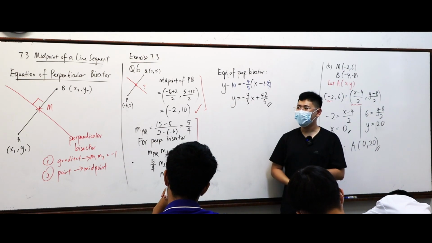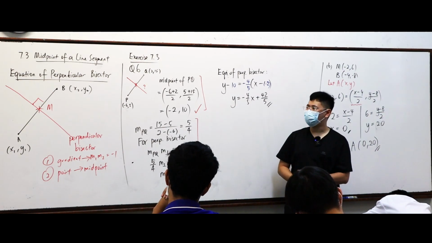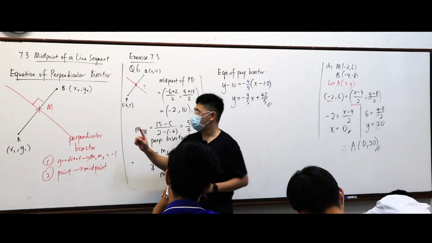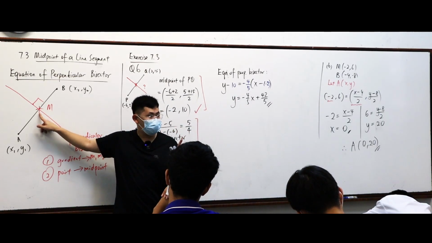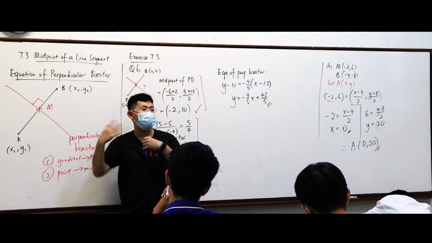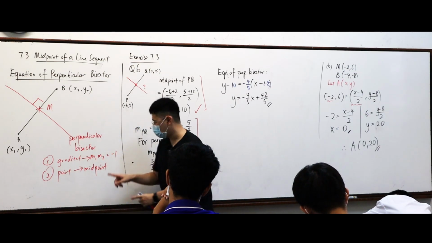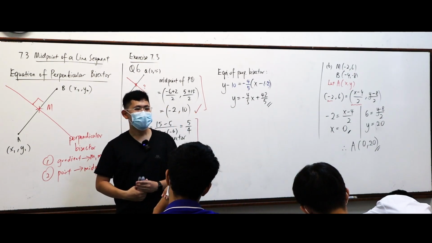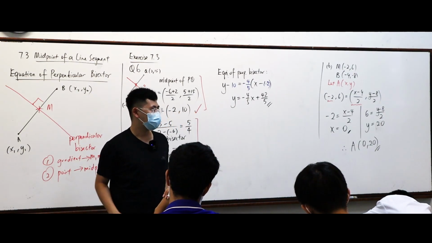One more time, in order to look for the equation of the perpendicular bisector, the important thing is we need the midpoint and we need the gradient of the line, which is the perpendicular gradient. So the two ingredients to find over here. So this ends 7.3. That's all.